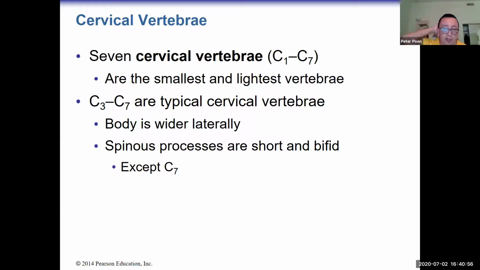So watch. If you put your hand on the back of your neck, you'll feel a bump. And when you move your head back and forth, like if you shake your head yes or no, that bump will not move. That bump that you're feeling is the spinous process of C7.